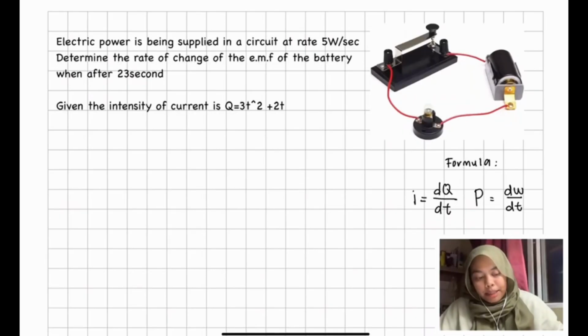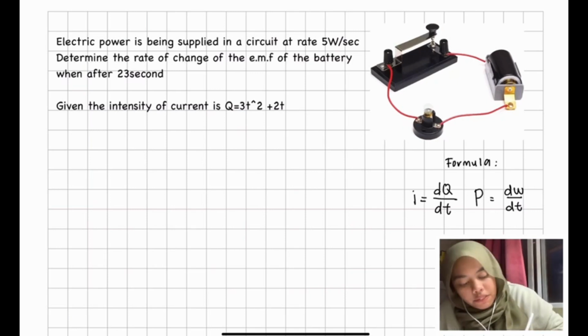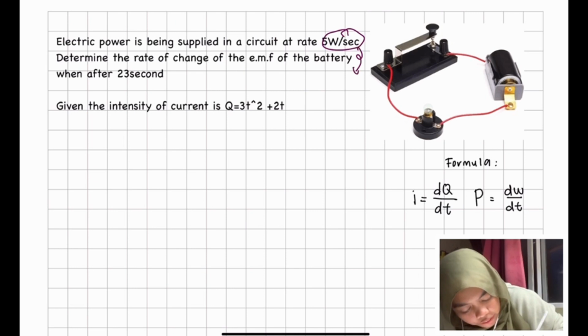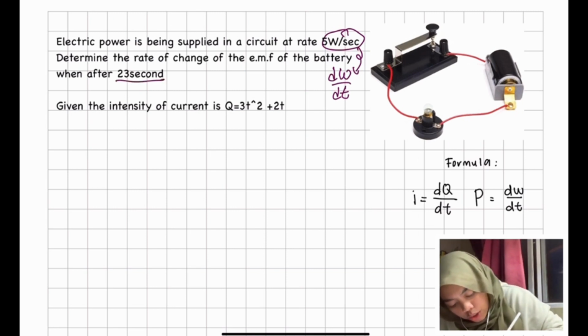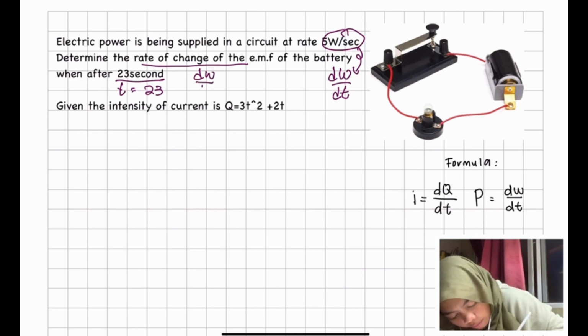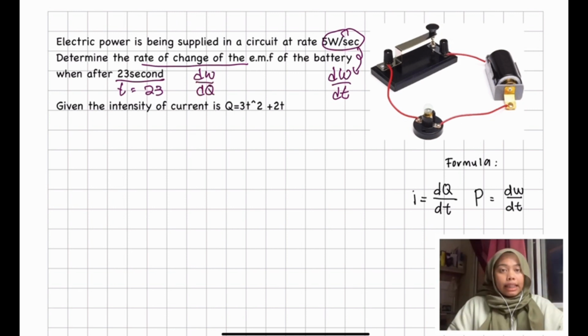Okay, so based on the problem statement, it says that electric power is being supplied in a circuit at a rate of 5 watt per second. So we know that 5 watt per second is actually dW over dt. And then it says to determine the rate of change of the EMF of the battery after 23 seconds. So we know that t is equal to 23, and the rate of change of EMF is actually dW over dQ, because the formula to find EMF is W over Q. It's given that the intensity of current is Q equal to 3t squared plus 2t.